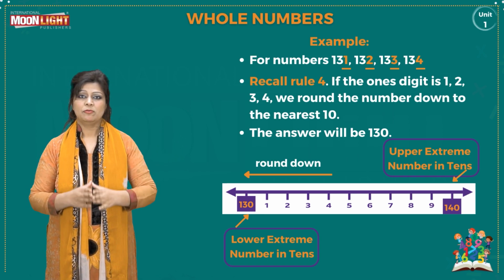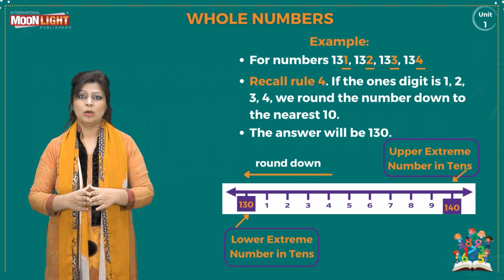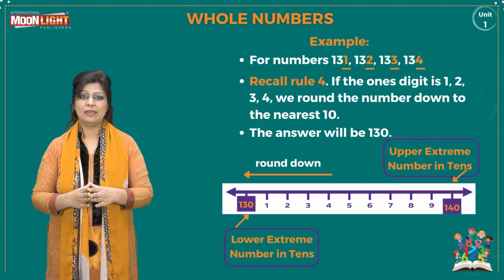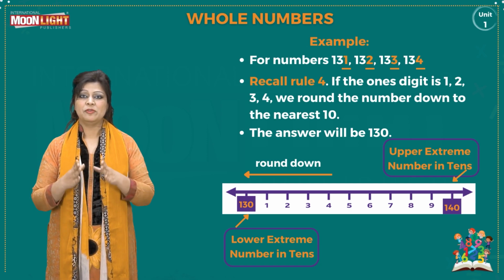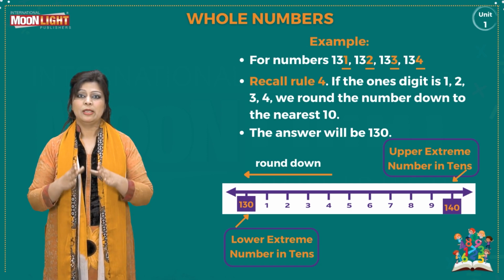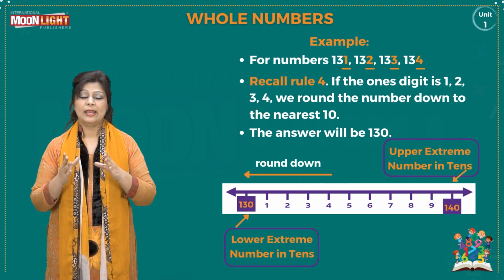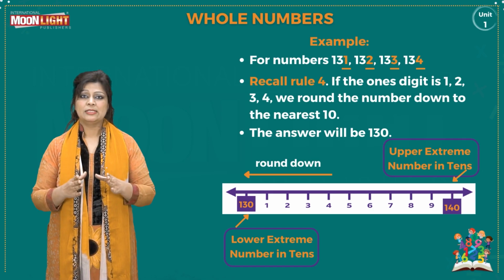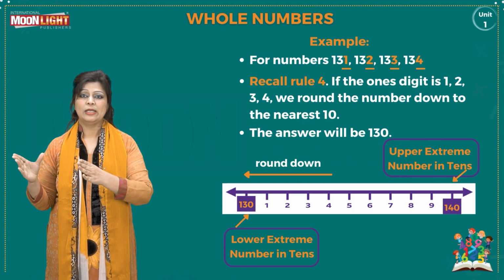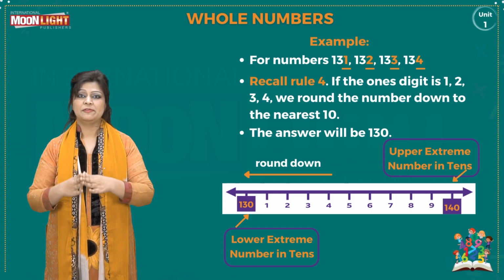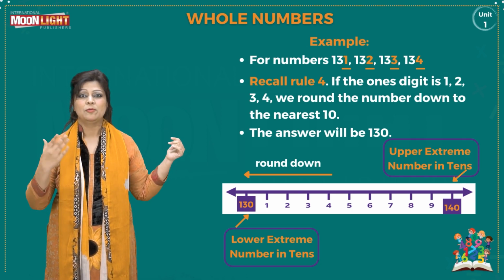So the final answer will be, that is, we are going to round down because this number is less than 5, and whenever the number is less than 5 at the ones place, we are going to round down. Hence we are going to say that 134 is rounded off to 130. So finally the answer will be like this if we only change the numbers at the ones place.